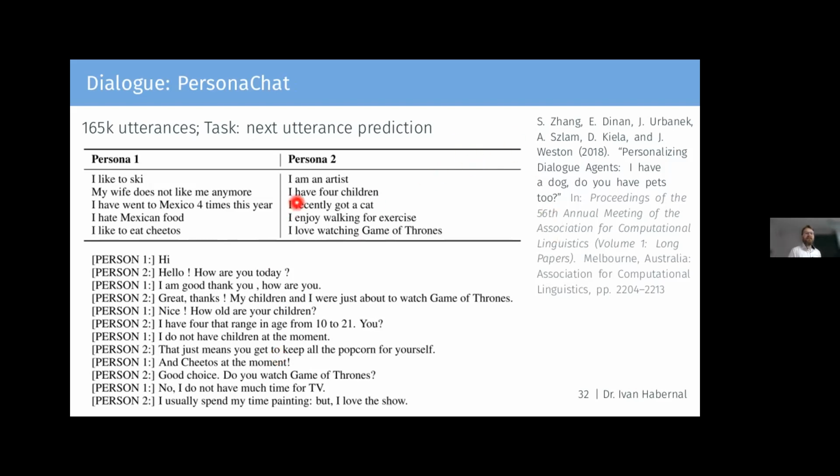In this dataset, they also create personas. So you know that person one is somebody who likes to ski, and persona two is doing something else. This is one of the datasets you want to train on, just chit chat dialogues. It could be fun. I mean, dialogue research is fun. Then came ChatGPT and just, oh, it's hard. Okay, so this would be generation.